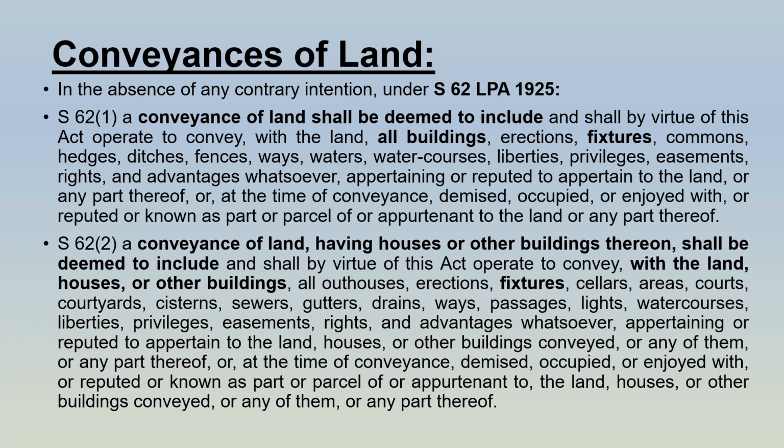Conveyances of land. In the absence of any contrary intention, under Section 62 of the Law of Property Act 1925, a conveyance of land is deemed to include all buildings, houses, and fixtures on the land.